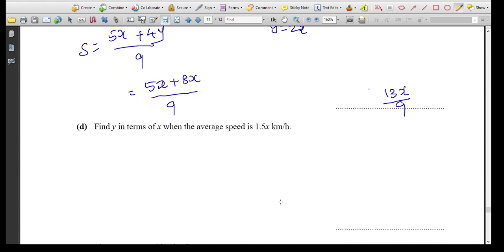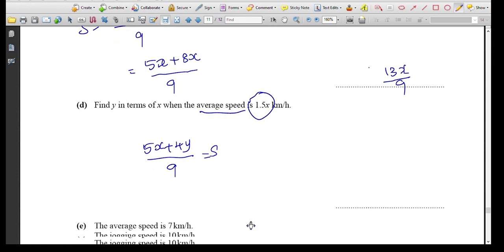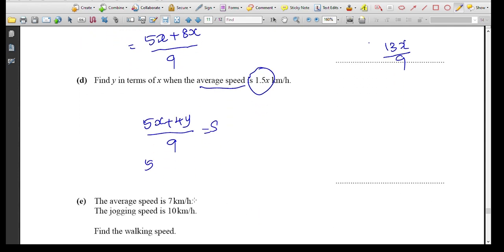Next, find y in terms of x when the average speed is 1.5 km per hour. So y is going to remain as y and x is going to remain as x, but s is going to be 1.5x, because they said that the average speed is 1.5x. So in 5x plus 4y divided by 9, we know that is equal to s, but now we are going to write that s as 1.5x. You'll be getting 5x plus 4y divided by 9 equals 1.5x. When you are cross multiplying this, you'll be getting 5x plus 4y equals 9 into 1.5x, which is nothing but 13.5x.